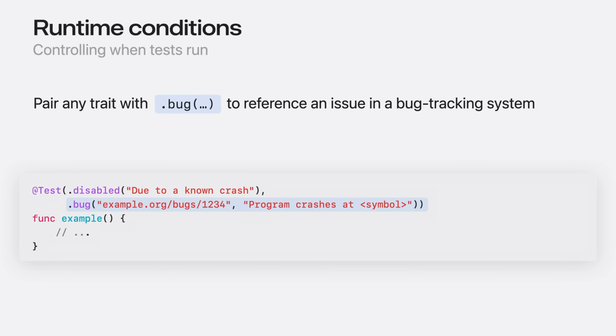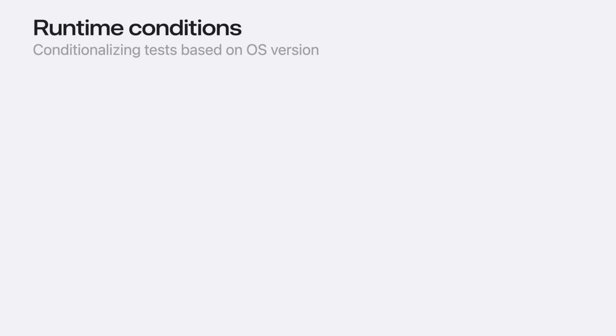Oftentimes, the reason a test is disabled is because of an issue which is tracked in a bug tracking system. In addition to a comment, you can include a bug trait along with any other trait to reference related issues with a URL. Then you can see that bug trait in the test report in Xcode 16 and click to open its URL.